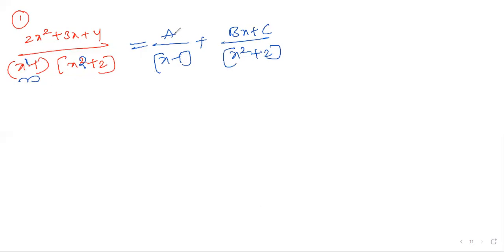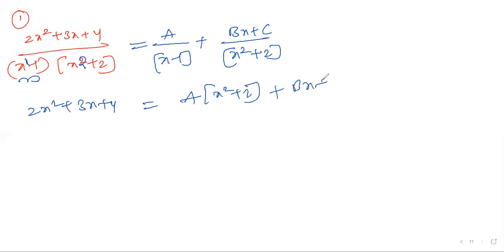Please remember, this is order 1, so I wrote only A. Order 2 means you will get Bx plus C, like this. So this is common, and after this the procedure is the same. Take the LCM: A into (x square plus 2) plus (Bx plus C) into (x minus 1). Very, very important. The denominator is gone.